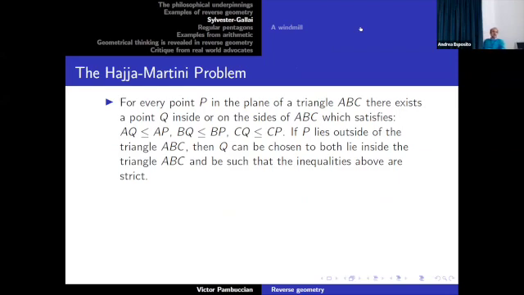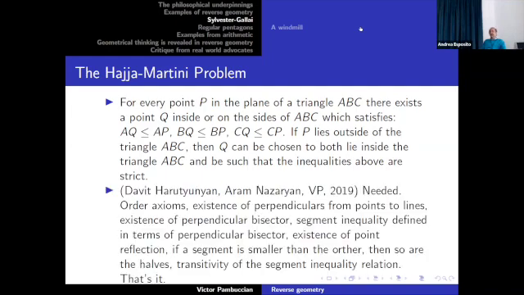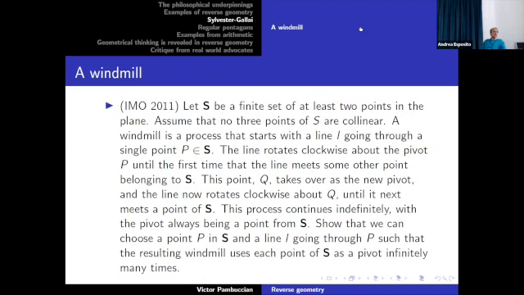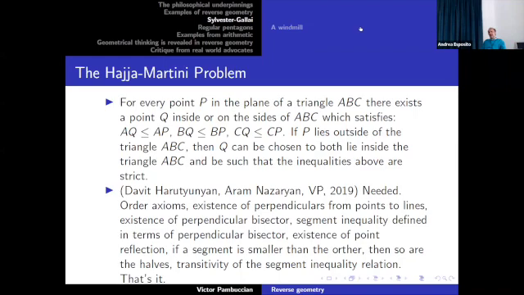Another such problem was that for every point P in the plane of a triangle ABC, there exists a point Q inside or on the sides of ABC, for which all these distances are less than the corresponding distances from P. And if P lies outside of the triangle ABC, then Q can be chosen to both lie inside the triangle and be such that all inequalities that you see above are strict. The second part was left open completely in a paper by Ajah and Martini. The second part was proved in a very complicated way by using both Zorn's lemma and Bolzano-Weierstrass.